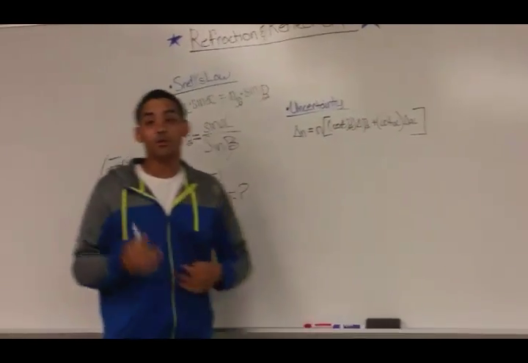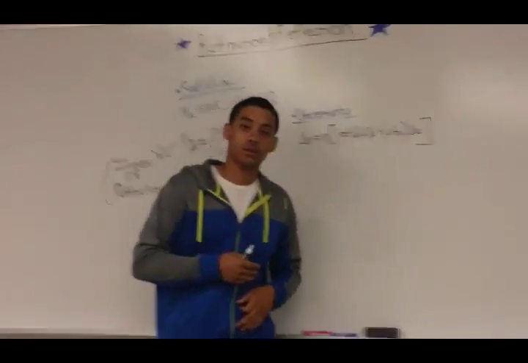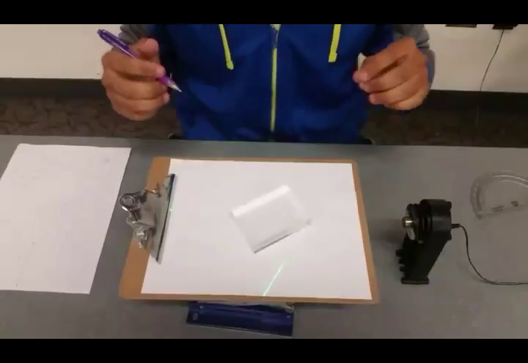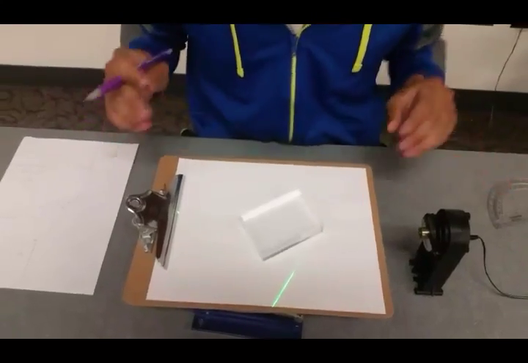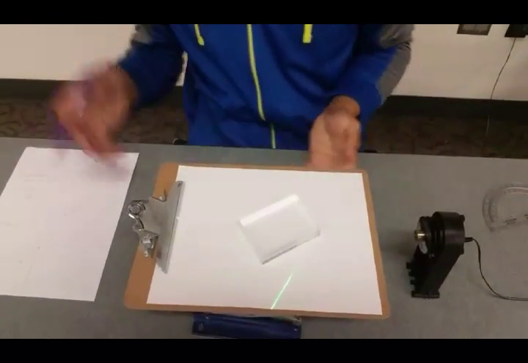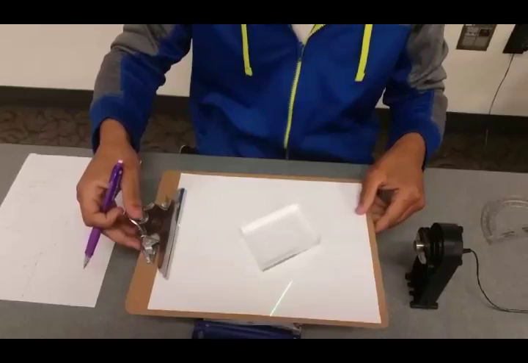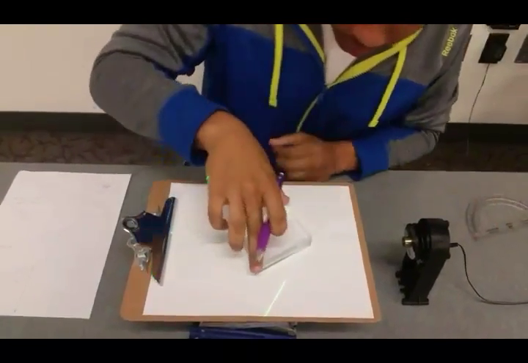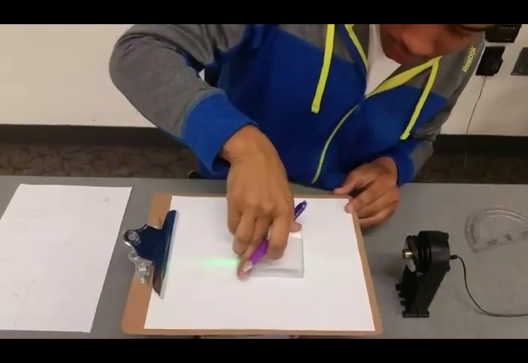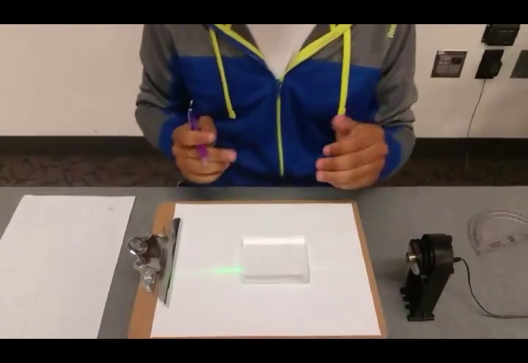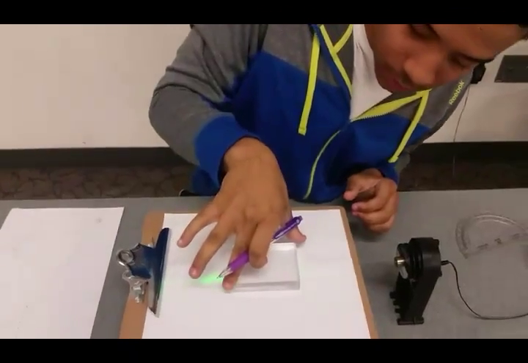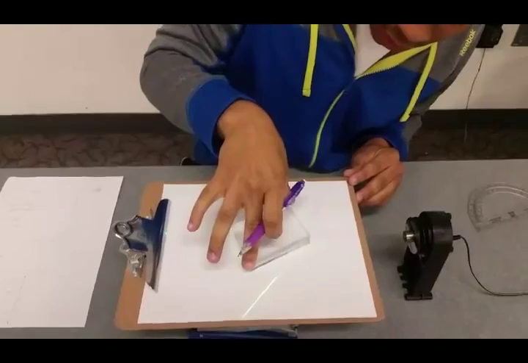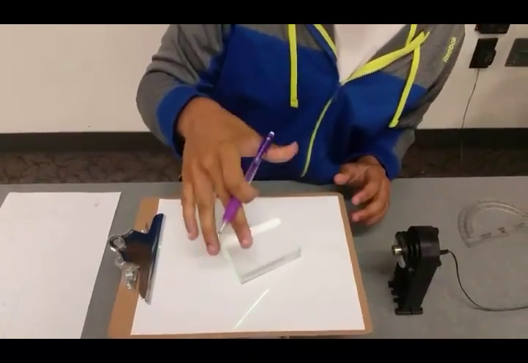Now, moving on. In this lab we have a laser, a jack, a clipboard, a piece of paper, and a prism. What you're going to start off with is this prism parallel with the laser. Now what we want is for the prism to turn a little bit to the side, enough to where in our measurements we get over 45 degrees.